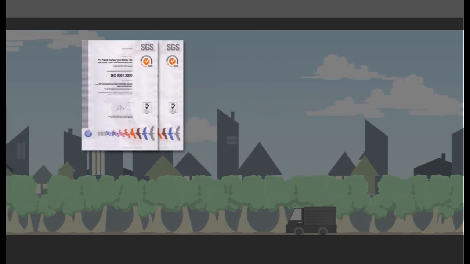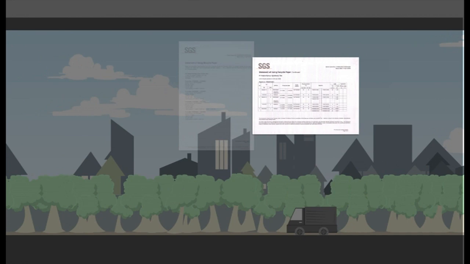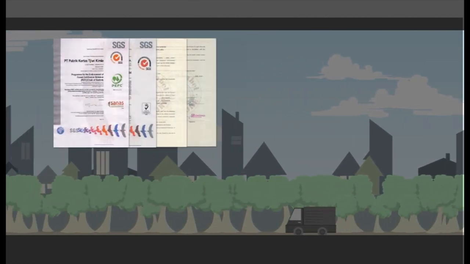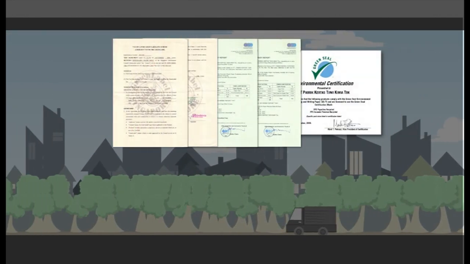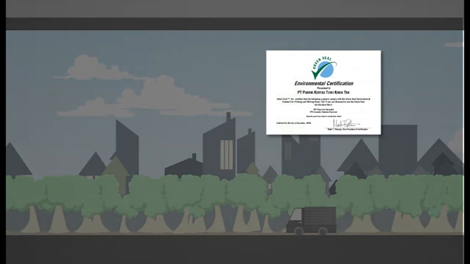As evidence that our recycling system is well managed and meets international standards, our plant has been accredited with a number of Environmental Code of Conduct certificates from PEFC and ISO, among others.